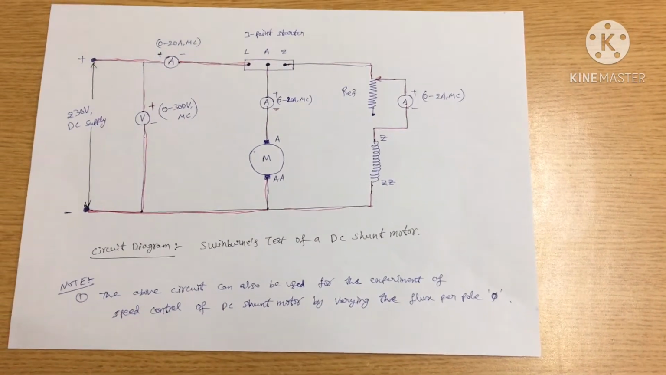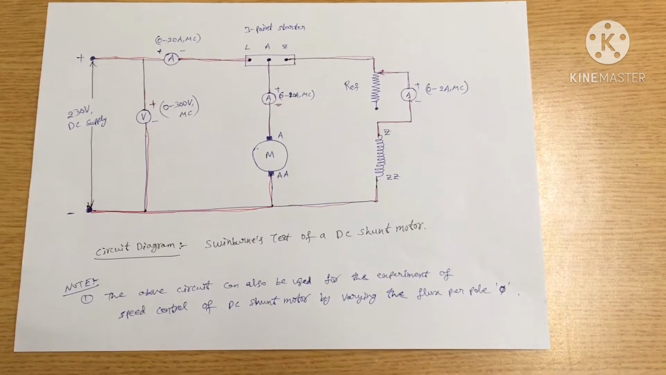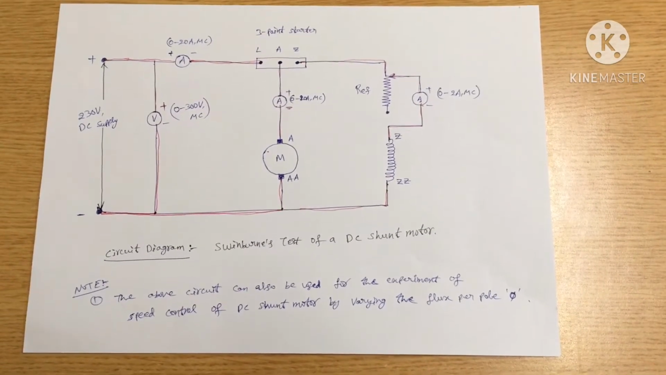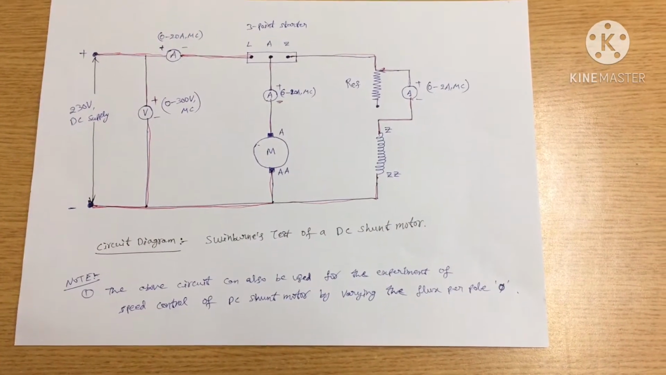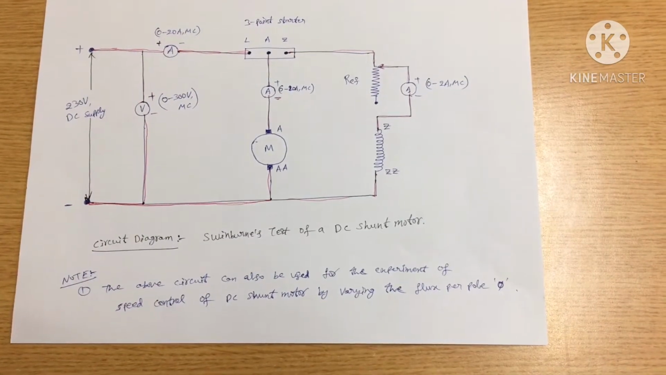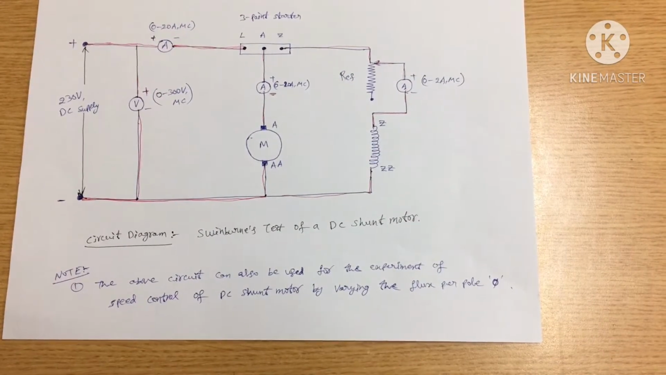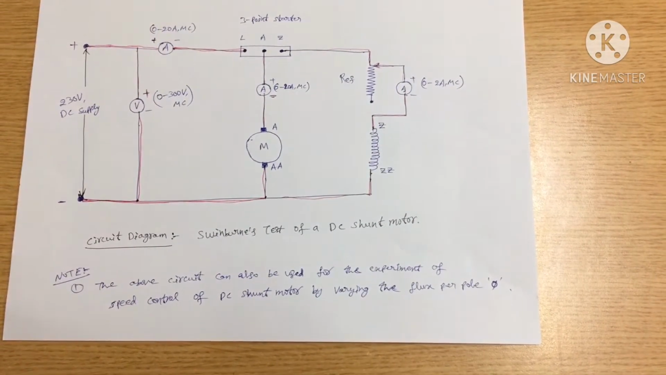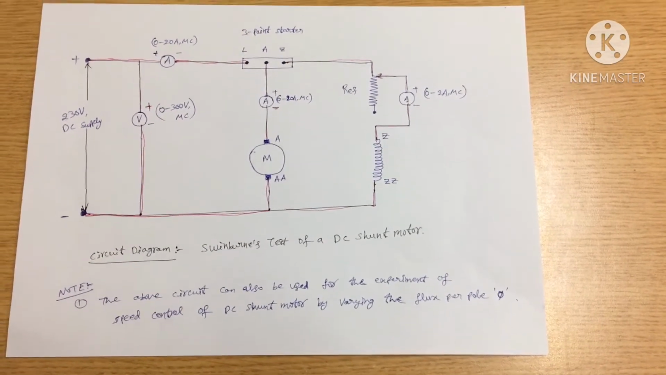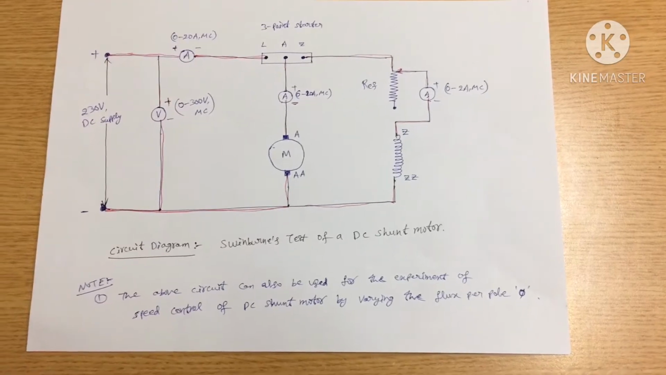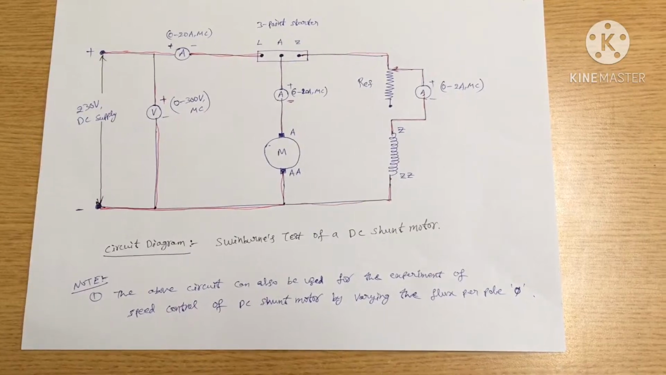Now we can see the circuit diagram for Swinburne's test. The same circuit diagram we can also use for speed control of a DC shunt motor by varying the flux per pole. We know that the speed of the motor is inversely proportional to the field flux, and field flux is directly proportional to the current through the field winding. Therefore, field flux per pole can be varied by varying the external field winding rheostat.